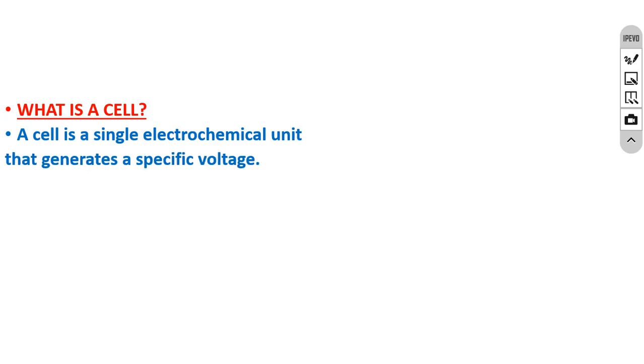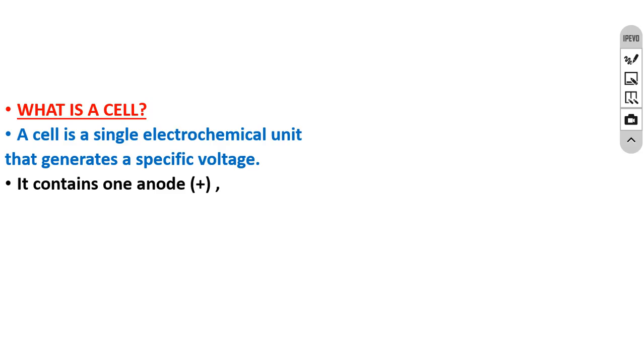This one says, what is a cell? A cell is a single electrochemical unit that generates a specific voltage. In physics, a cell is a single electrochemical unit that generates a specific voltage.